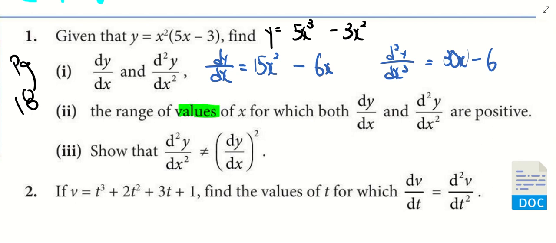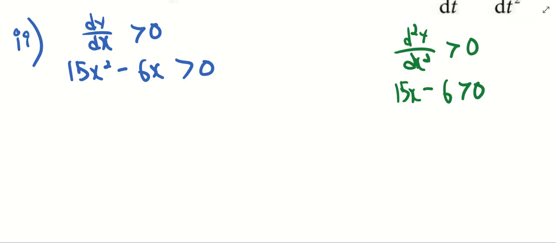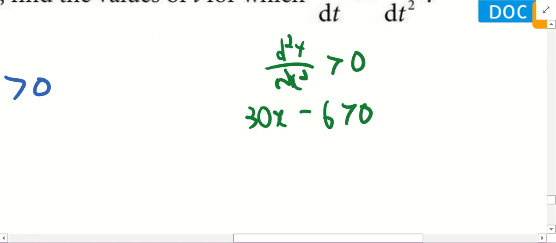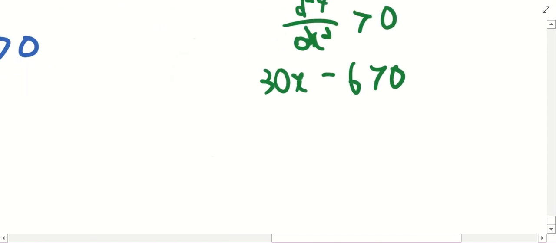So take note, the keyword: there are values and they are positive. When they are positive, it means it must be greater than 0. I need to solve the first and second derivative for more than 0, which is what I'm going to show right now. Okay, let me solve the one for the second derivative because it's linear. When it's linear, it's very easy.